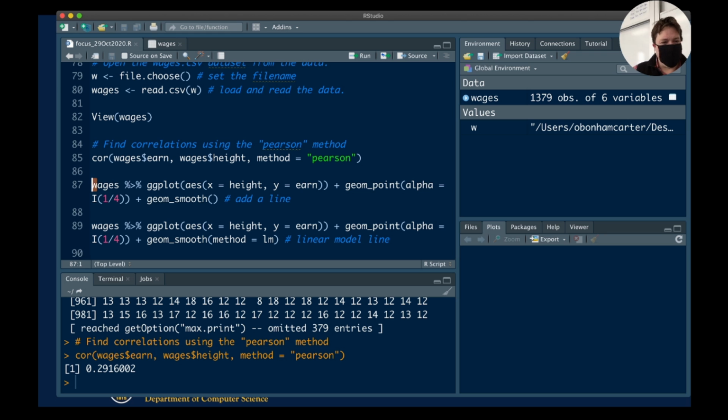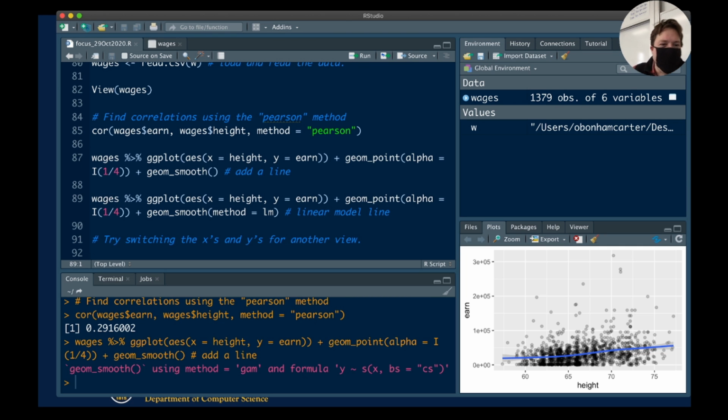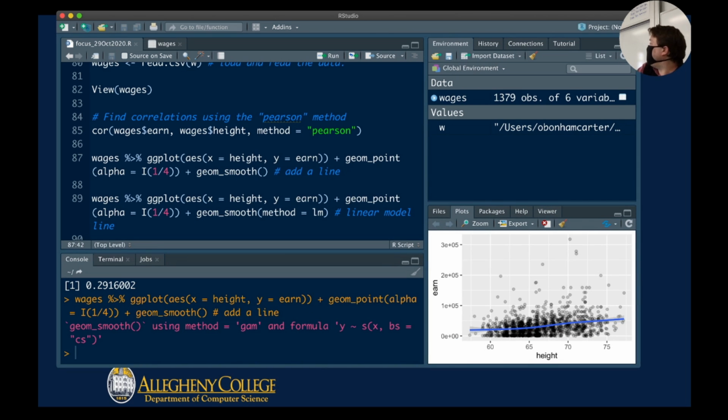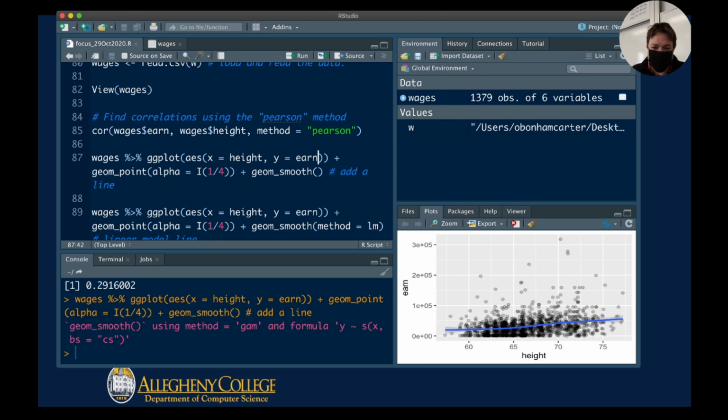And then we have the opportunity now to actually do a plot. So here we have the wages. I'm going to do a plot where my aesthetics function is saying my x is my height, and my y is my earning power. And I get this plot, which is kind of hard to see, but it's down in the bottom here. So if you can see that, that's actually a very interesting graph.